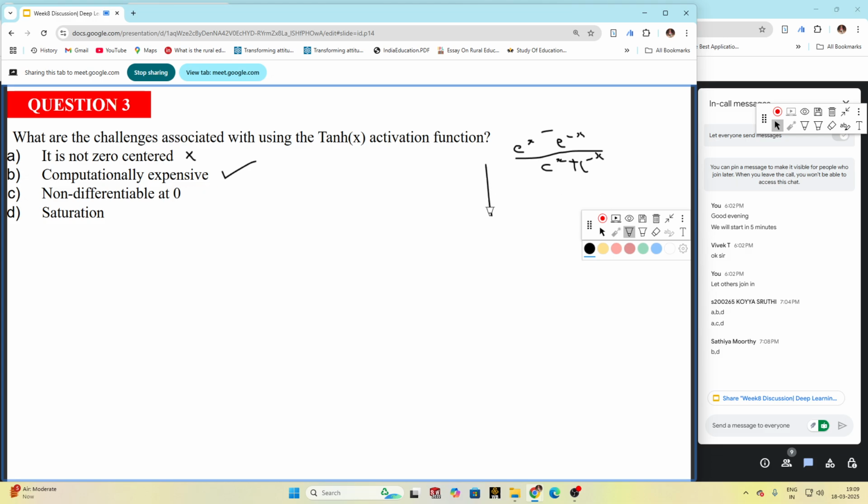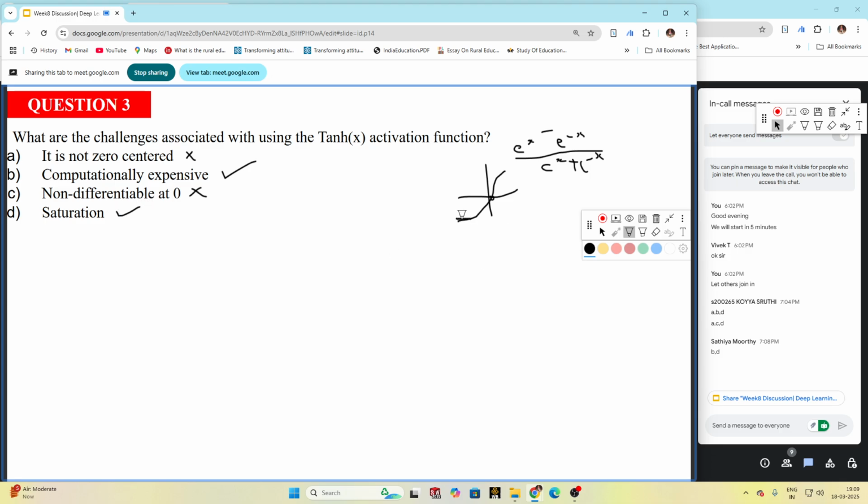Second, it is non differentiable at 0. That is not the case, because if you see the curve, it is not flattened at any region except at saturation. At 0 it is definitely passing through 0. Okay, just ignore my drawing. So it being non differentiable at 0 is also incorrect.